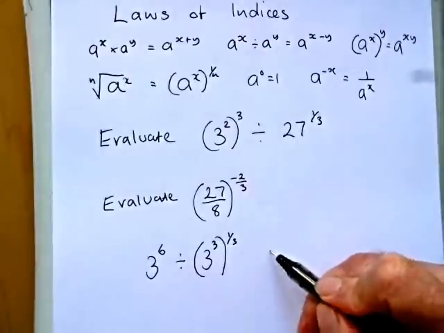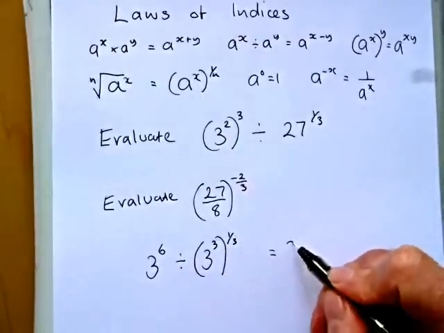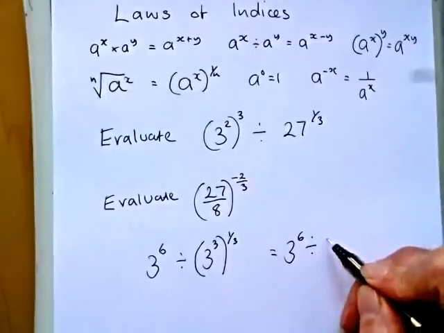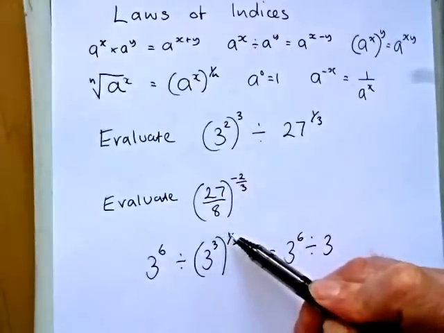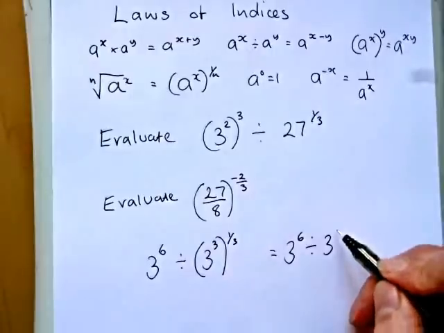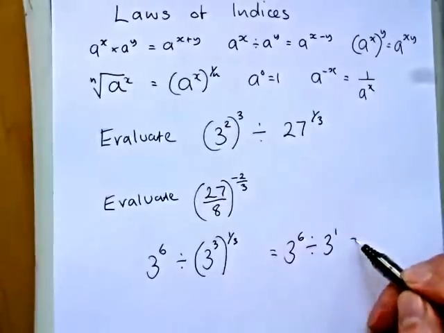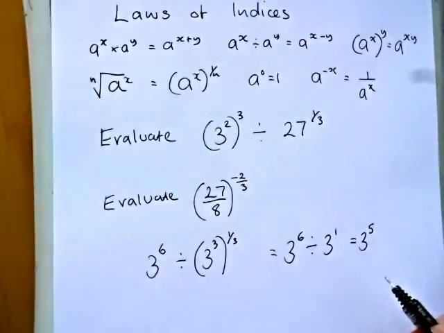And that now means I can tidy up 3 cubed to the 1/3, leave the 3 to the 6 as it is, divided by 3 to the 1, because we use the same rule again. 3 raised to the power 1/3, 3 times a third is 1. So we've got 3 to the 6 divided by 3 to the 1 equals 3 to the power 5.